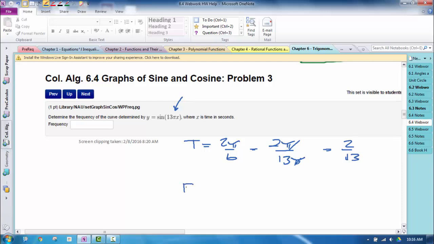The frequency is just 1 over the period. So basically, I just need to reciprocate the period. I can make this 1 over 2 over 13 and just flip it and get 13 over 2. So my frequency is 13 over 2, just the reciprocal of the period always.